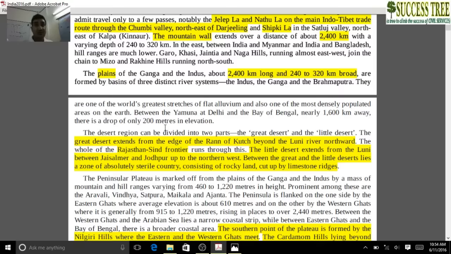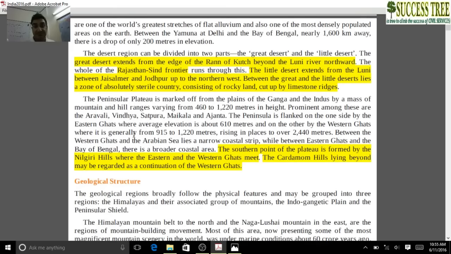So try to just recall what are the physical features and what kind of, do you find any agriculture? No, very, very limited one. So it's not suitable for agriculture and it is also not inhabited. People, very scattered population you find. So here you can find the limestone ridges between these two deserts.